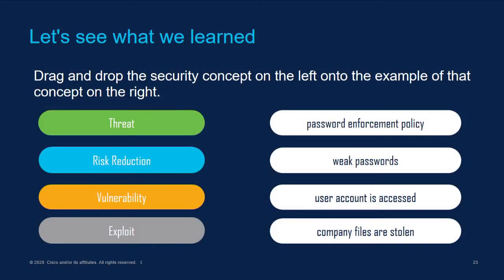So let's look at the drag and drop here, where the test actually enables you to drag and drop these concepts. So looking at your threat, risk reduction, vulnerability, or exploit, and we've talked about policy, password enforcement, weak passwords, and if a user account has been accessed, or company files are stolen. So we need to pull these over to the right answer: which one is a threat, which one is a risk, which one is a vulnerability, and which one's an exploit. Go on to the next slide.